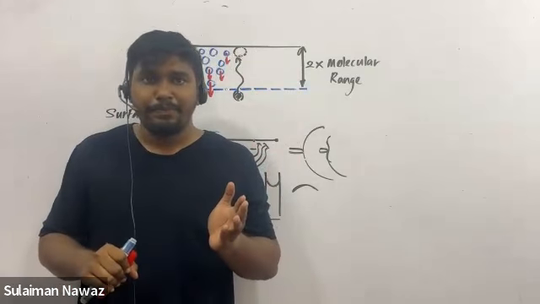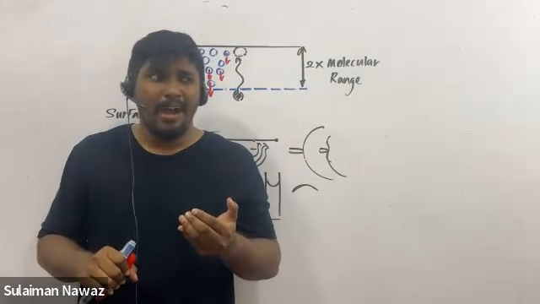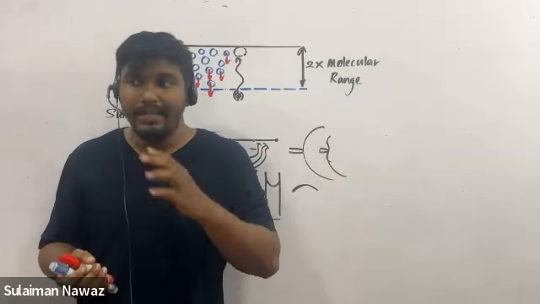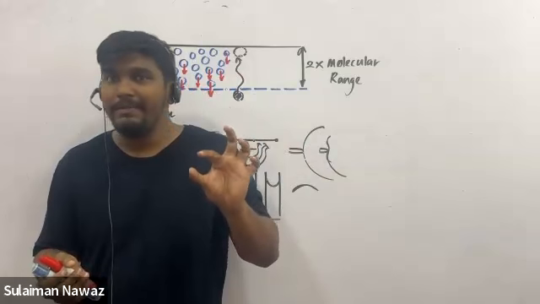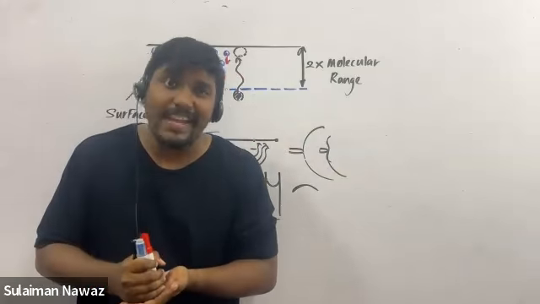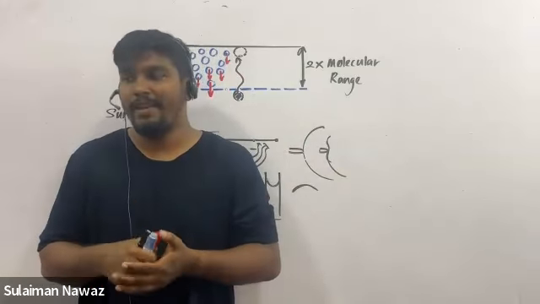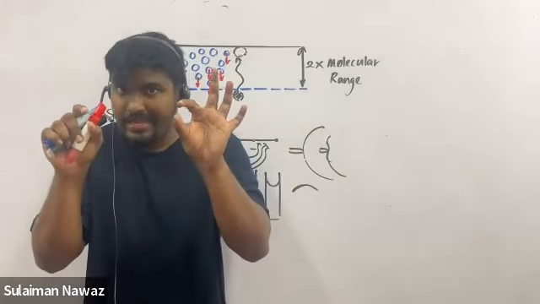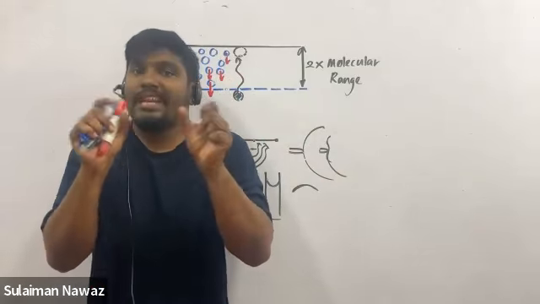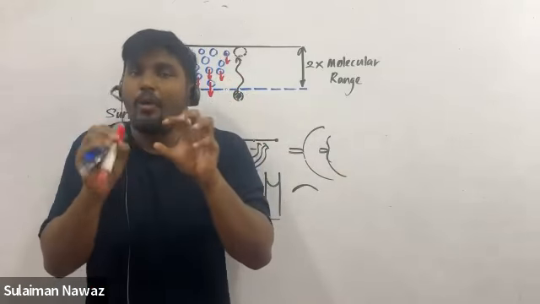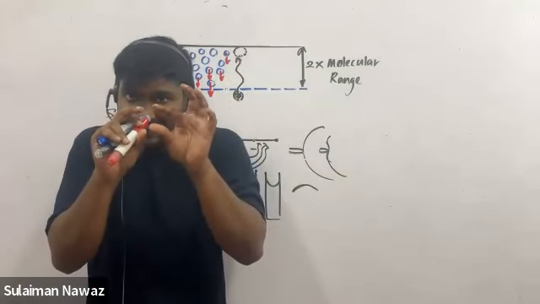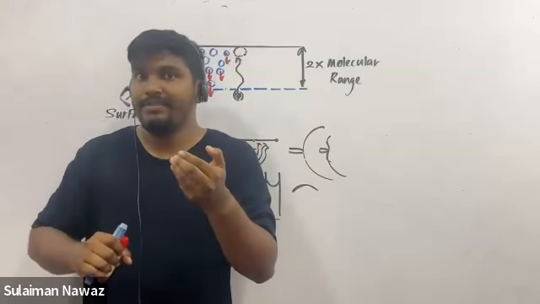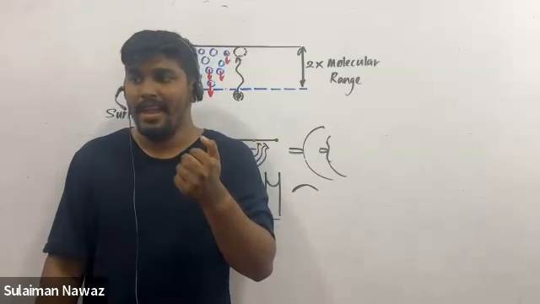So someone tell me, how can this surface film reduce its potential energy? If you can, reply in the chat box. The surface film should reduce its energy to be stable. How do the particles in the surface film reduce its energy? Any idea?